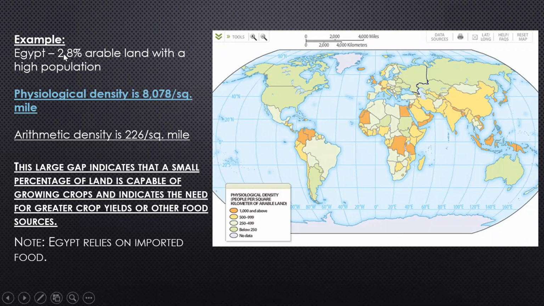right? In this case, we could look at Egypt, 2.8% arable land with a high population. Arithmetic density, again, we look at a map and we're like, oh, it's not that much, 226 square miles population density. But if we calculate physiological density, then the number is huge, 8,078. So by comparing the two, this large gap indicates that a small percentage of land is capable of growing crops in Egypt and indicates the need for greater crop yields, which Egypt can't necessarily do. So they rely on imported food.